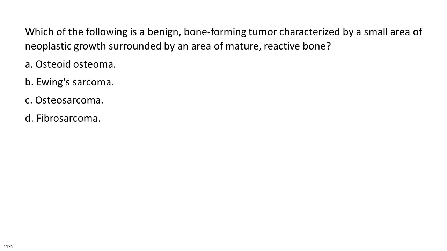Which of the following is a benign, bone-forming tumor characterized by a small area of neoplastic growth surrounded by an area of mature, reactive bone? A. Osteoid osteoma. B. Ewing's sarcoma. C. Osteosarcoma. D. Fibrosarcoma.